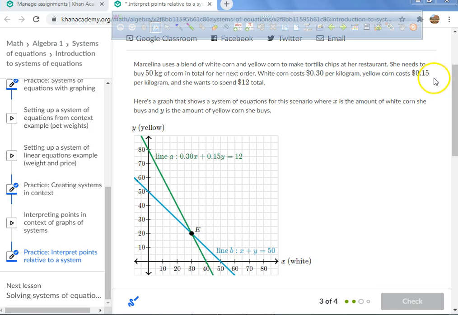And yellow corn costs 15 cents, which I like yellow corn better than white corn, just saying. When I'm making my tacos, it's delicious.